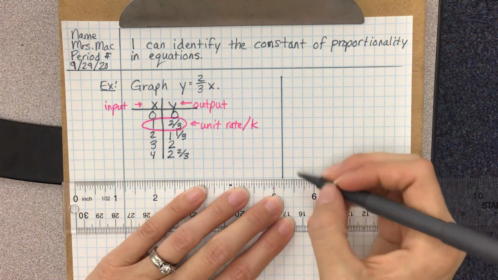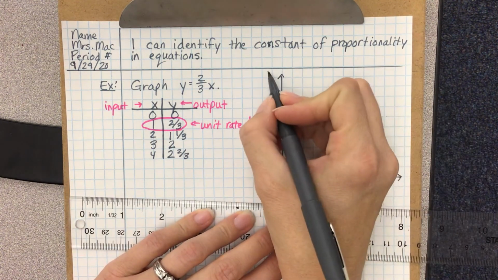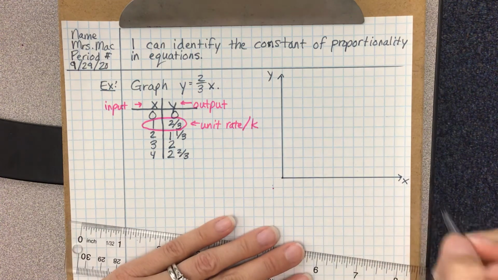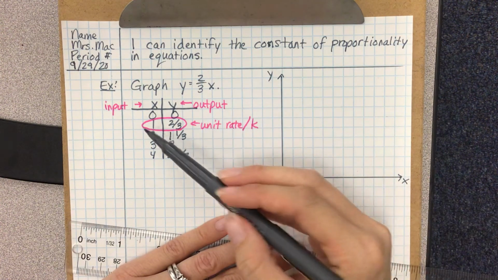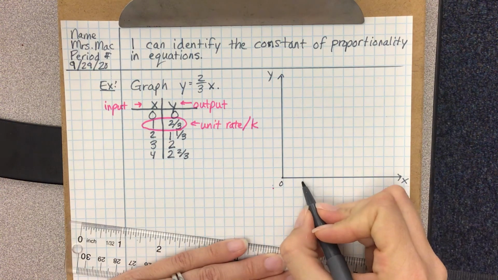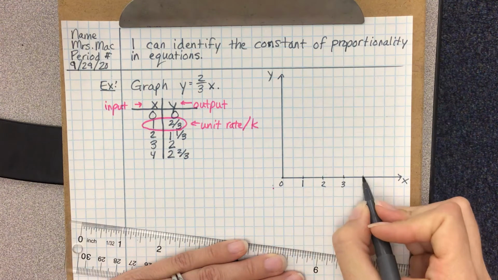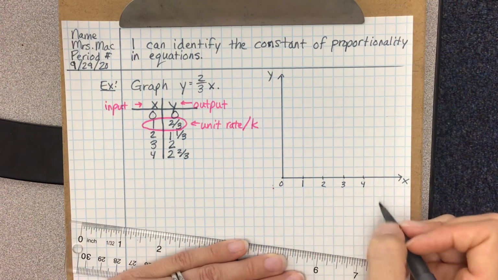Now the nice thing is, now that you have all of your ordered pairs there, you can pick a scale for your graph that works best for this problem. I have the numbers 0 through 4 over here, and I'm actually going to spread those out. I'll make this 1, 2, 3, 4. That way they're not all on top of each other.